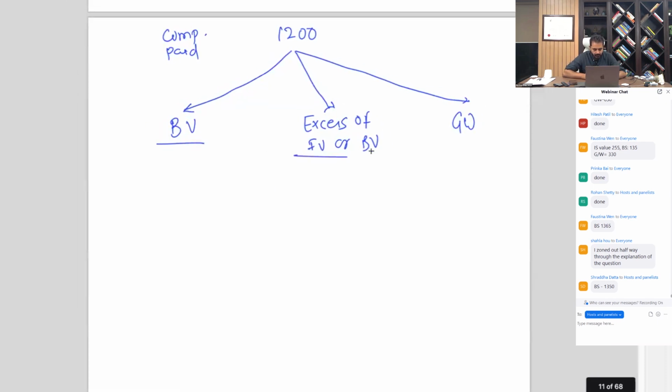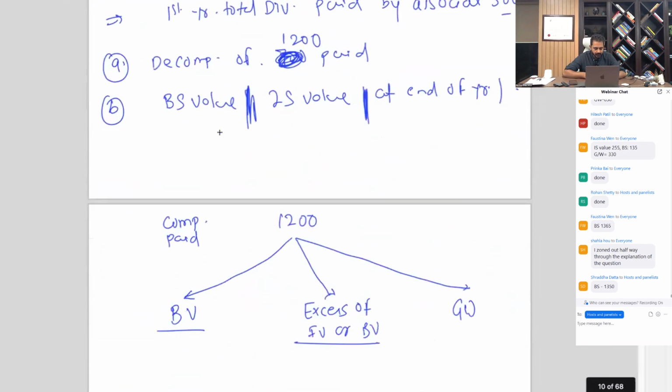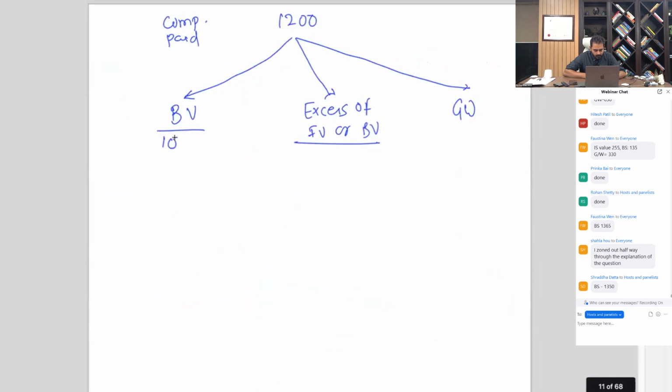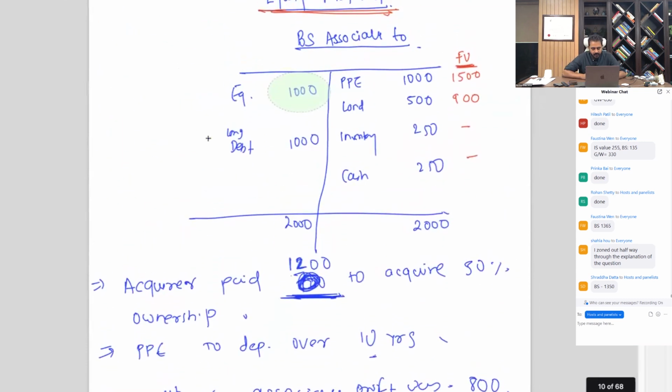All right. So look at this carefully. What's my book value? Book value is right here, just 1000. So the total book value is 1000. Now, how much of that is assigned to us? We'll worry about that in a bit. What is excess of fair value over book value?